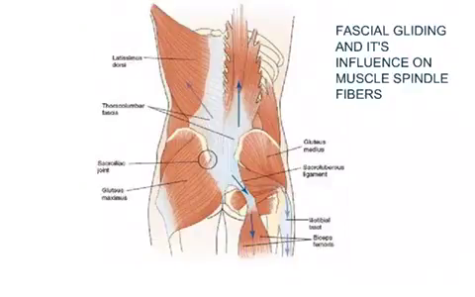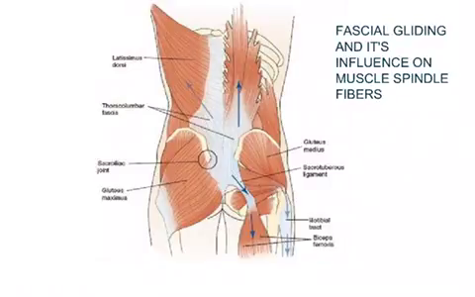Welcome to Motor's Methods. Today we're going to discuss fascial gliding and its influence on muscle spindle fibers. As fascial therapists, we examine the ability of muscles to glide over each other and over fascial planes. This plays a strong influence in areas such as the low back, where we have multiple muscles pulling in different directions, which can influence the joints they surround.